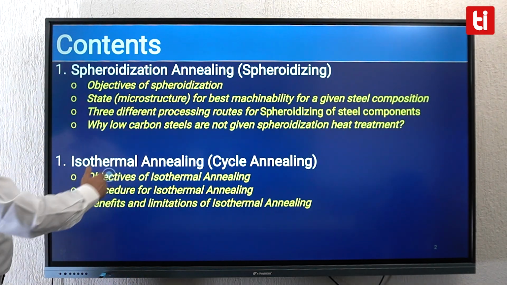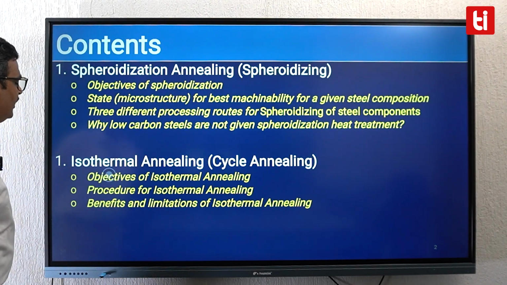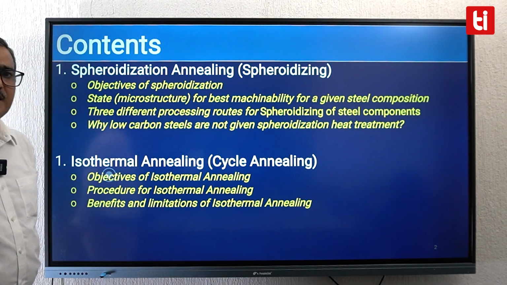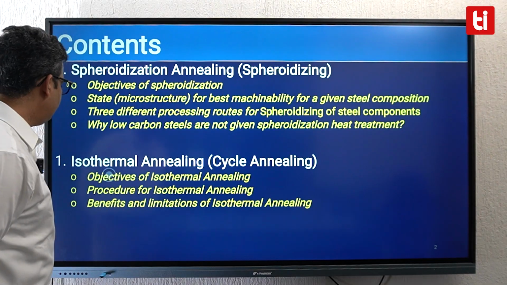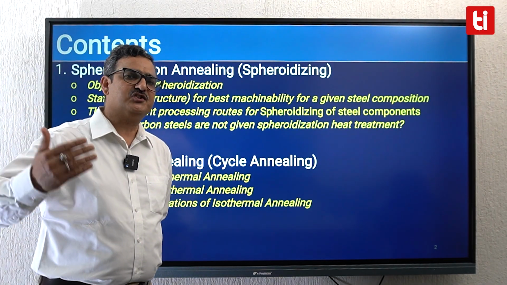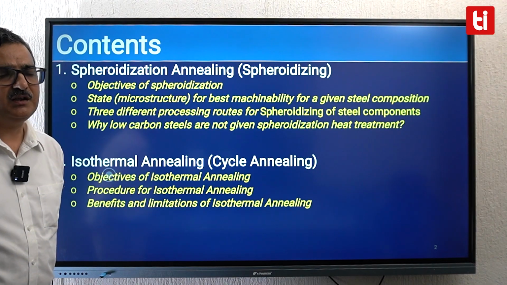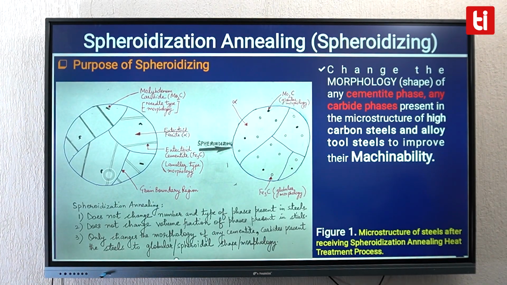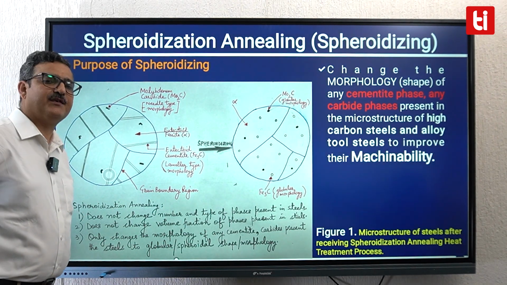So what are the objectives of isothermal annealing? What is the procedure that is followed for isothermal annealing of steels? And finally, what are the main benefits and also some of the limitations of the isothermal annealing process? Okay, so what is the purpose of spheroidization annealing or spheroidizing?